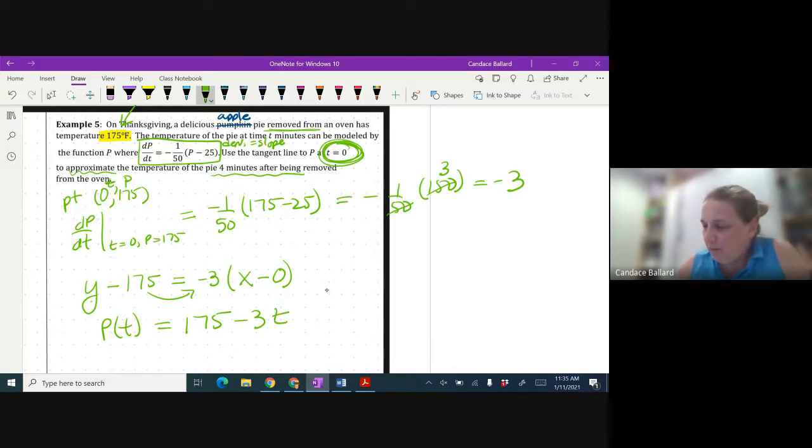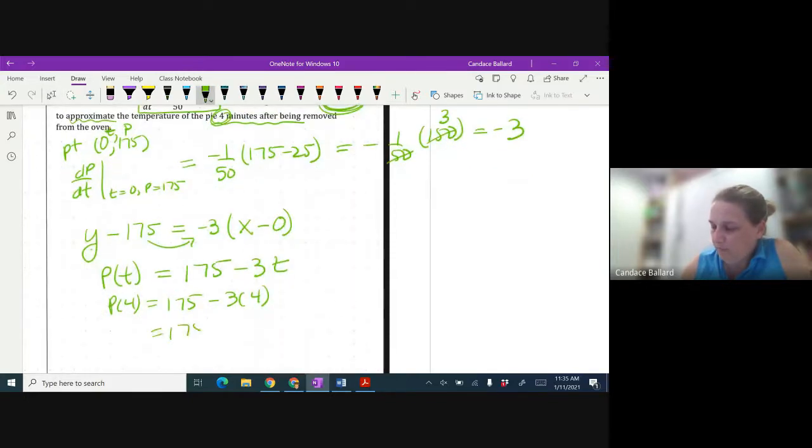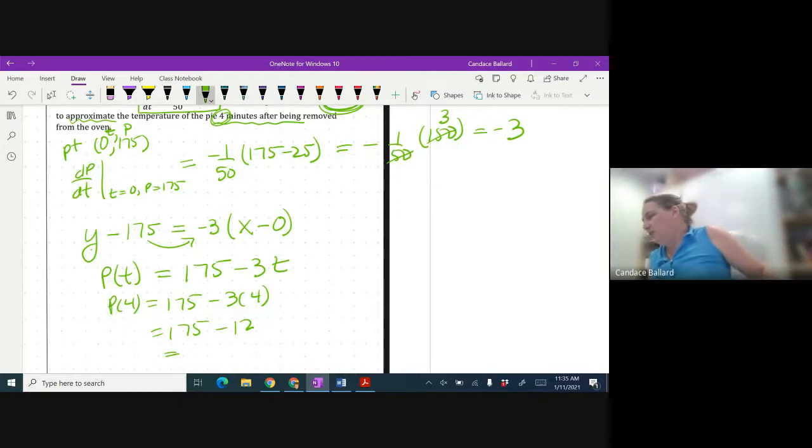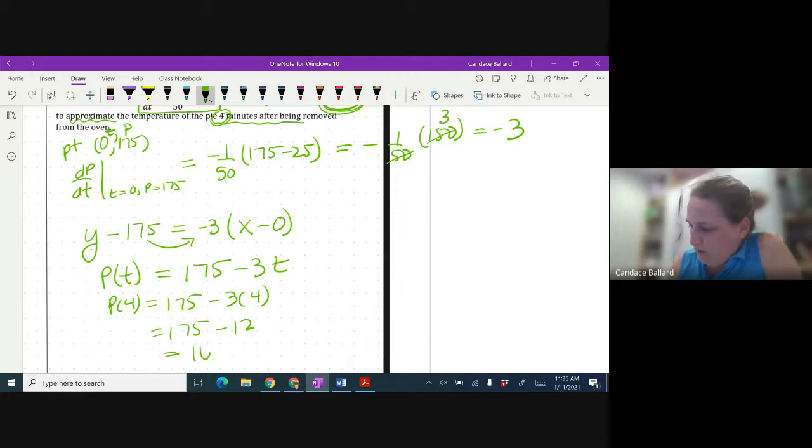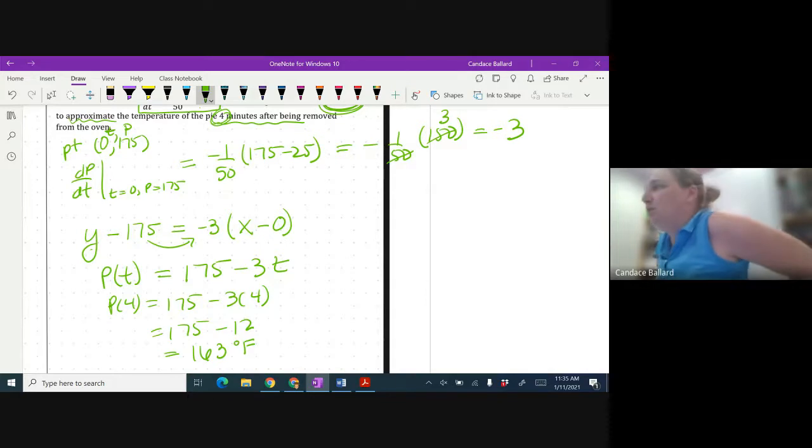All right, we've got to plug in a 4. So P of 4 equals 175 minus 3 times 4. So minus 12. And officially 175 minus 12 would be 163. And we would probably want to label it degrees Fahrenheit. Yeah, we should probably write a sentence, but I'm going to be lazy today.